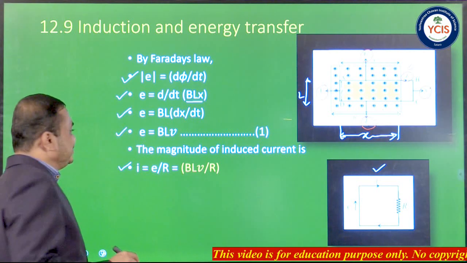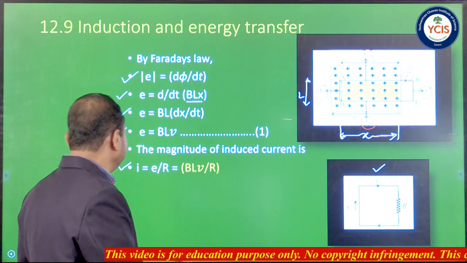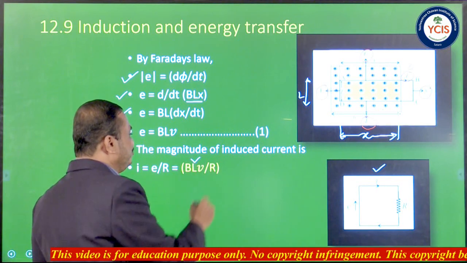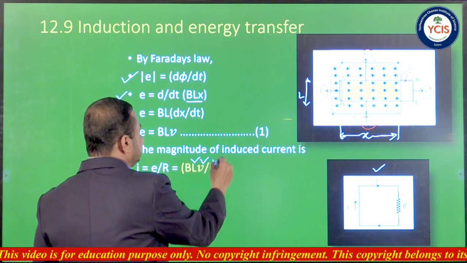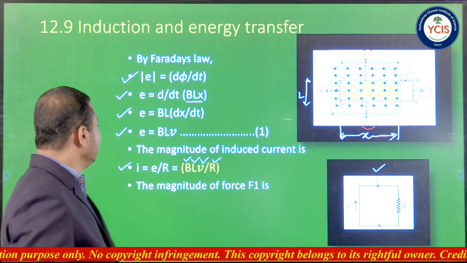So this is the expression for induced current when there is linear motion of a conductor of length L moving with velocity v, of resistance R, placed in a magnetic field of induction B.